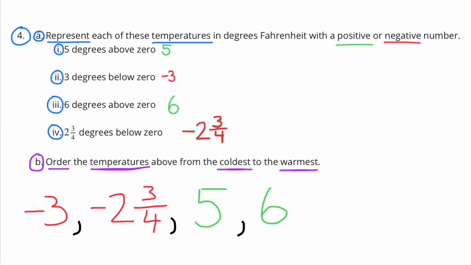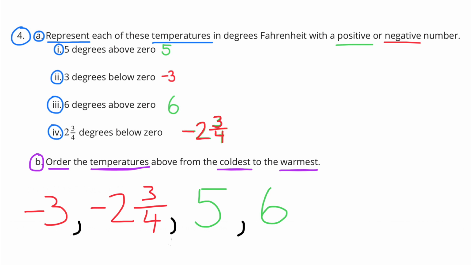Number 4. A. Represent each of these temperatures in degrees Fahrenheit with a positive or negative number. 1. 5 degrees above 0. That would be 5 or +5. 2. 3 degrees below 0. That would be -3. Number 3. 6 degrees above 0. That would be a +6 or 6. 4. 2 3/4 degrees below 0. That would be a -2 3/4.